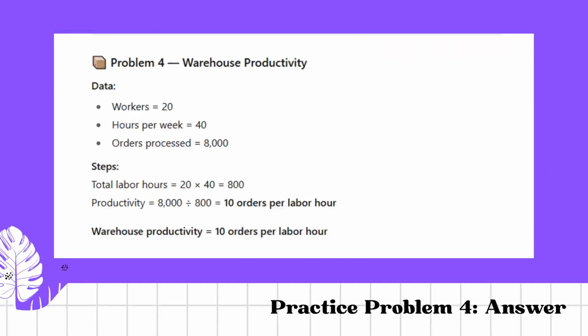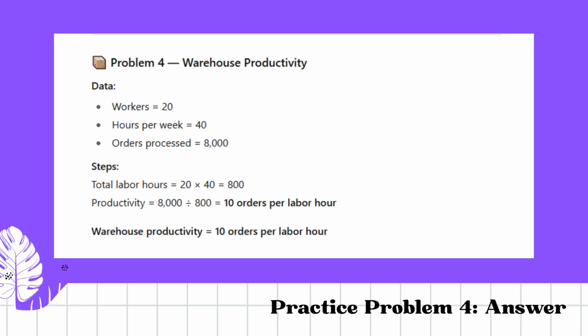Problem 4. Warehouse productivity. Data. A warehouse has 20 employees, each working 40 hours per week. In 1 week, the team processed 8,000 customer orders. What is the productivity in orders per labor hour?